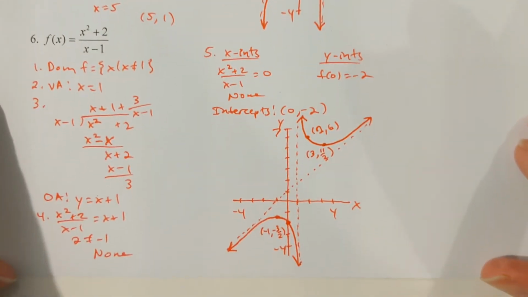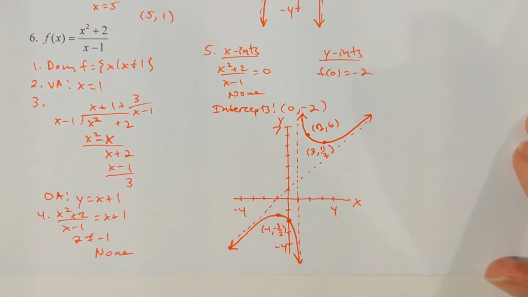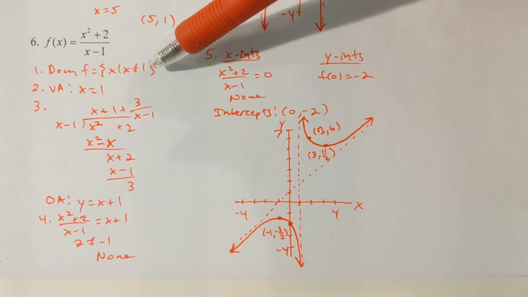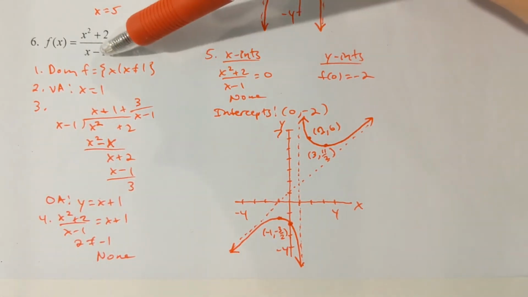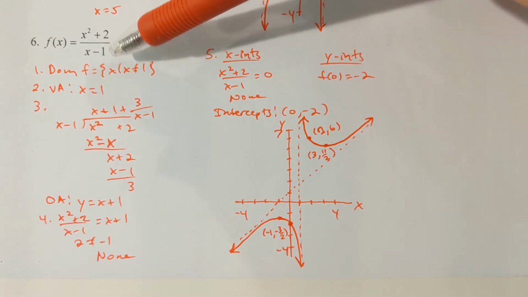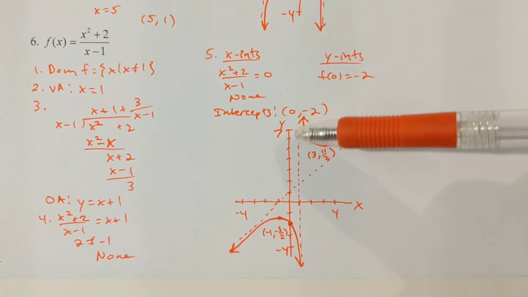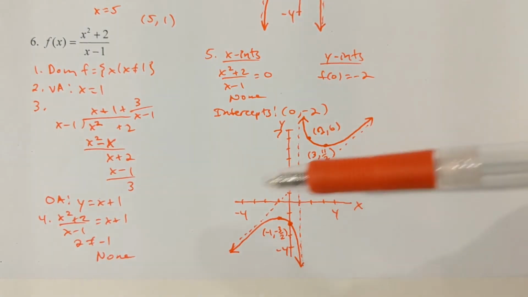Okay, problem 6 is another one here. This is an example of one that has an oblique asymptote. The domain of f of x is all real numbers except for 1, since we can't divide by 0. And x equals 1 would be the equation of the vertical asymptote then, since we're throwing away that number.